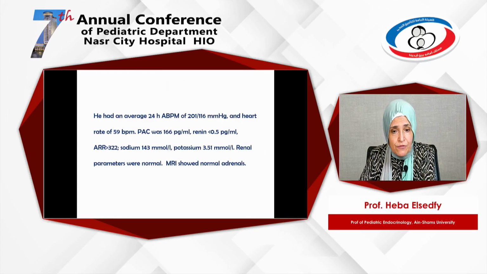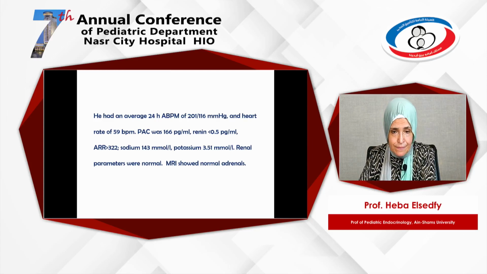He had an average 24-hour ambulatory blood pressure monitoring of 200/160 millimeters mercury, and the heart rate was 60 beats per minute, so it wasn't rapid, just hypertension. So we will not think much of a pheochromocytoma. The renin was suppressed, the plasma aldosterone concentration was high, and the aldosterone renin ratio was very high. Sodium was 143 millimoles per liter, potassium 3.5, so it's low normal. Renal parameters were normal, and MRI showed normal adrenals. So he has a high aldosterone renin ratio that goes with primary aldosteronism. However, there was no finding on MRI of the adrenals.